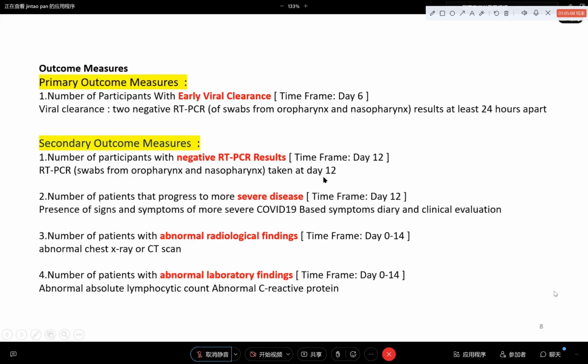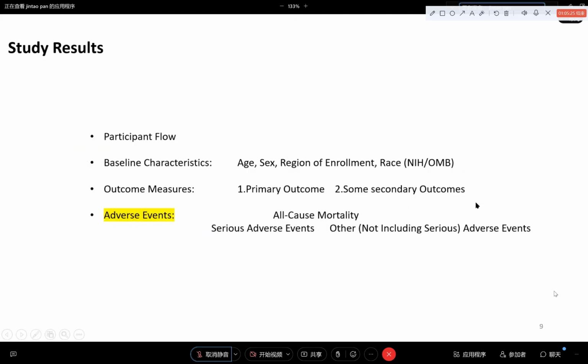Next is the outcome measurement. Usually we have the primary outcome measurement and some secondary outcome measurements, and you can see that they will have different time points. Next is the study results. It may include the primary outcome and secondary outcome. The most important are the adverse events: all-cause mortality, serious adverse events, and other adverse events, not including the serious ones.